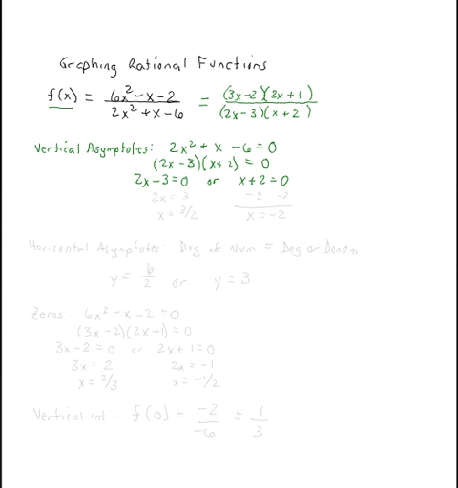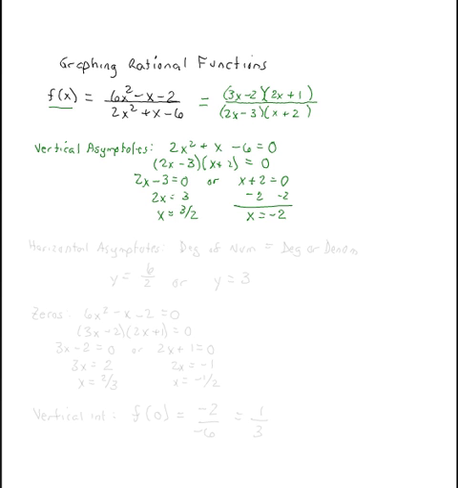Solving the resulting equations, adding 3 to both sides, we'll have 2x equals 3. Dividing, we'll have x is 3 halves. That's the location of one of my vertical asymptotes. The second equation, subtracting 2 from both sides, we know that x equal to negative 2 will provide the second vertical asymptote.